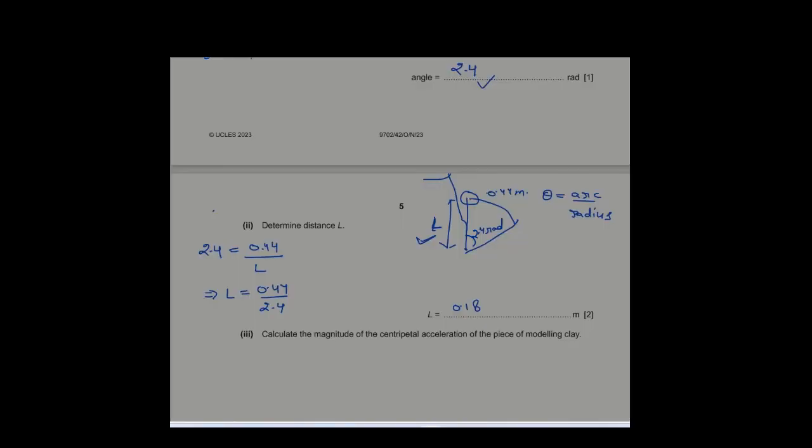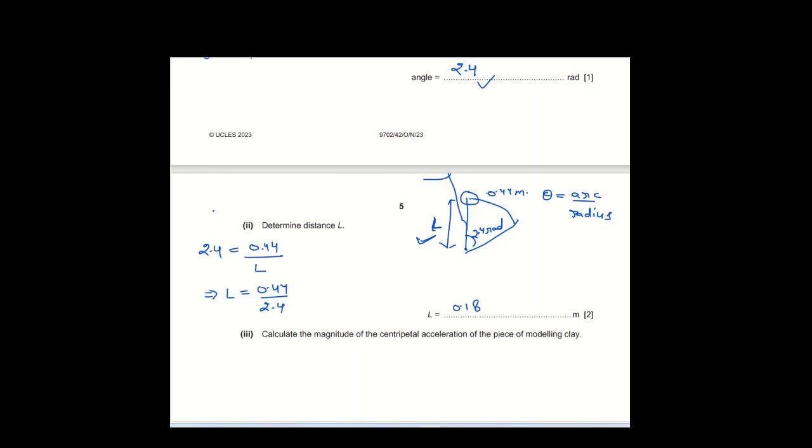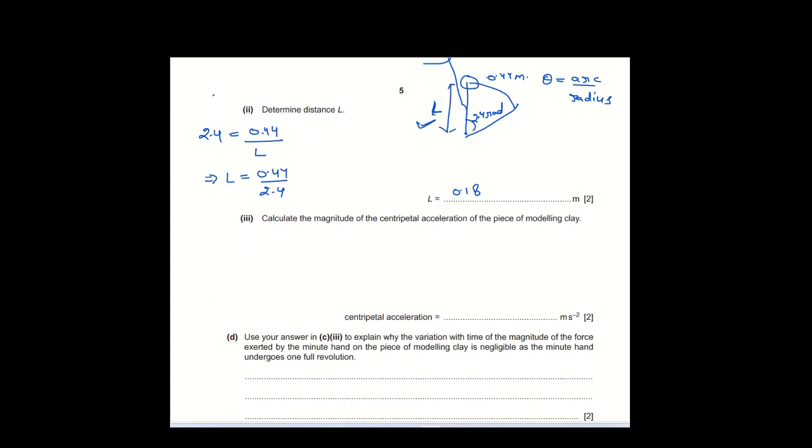Now the third question: calculate the magnitude of the centripetal acceleration of the piece of modeling clay. We know that centripetal acceleration is given by v square by r or omega square r. So here I will be using this relation, omega square r.